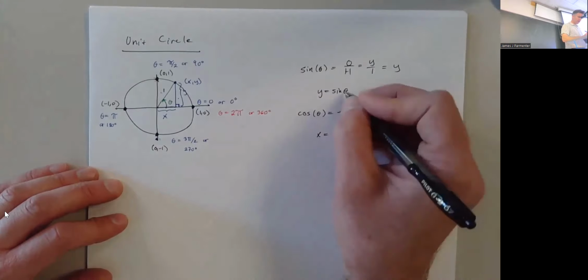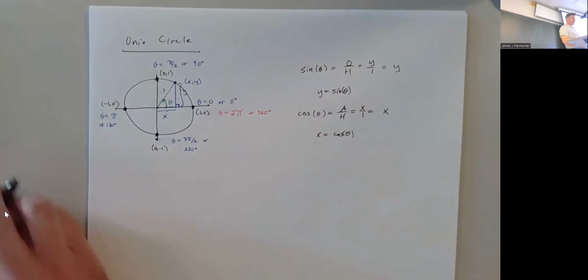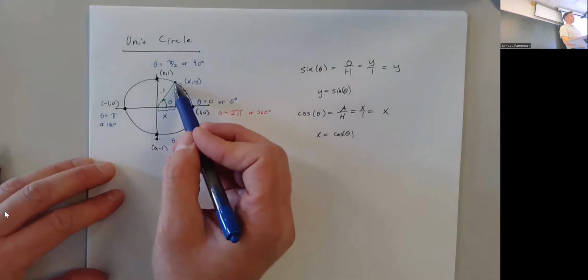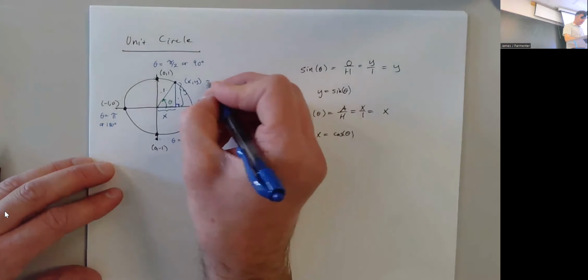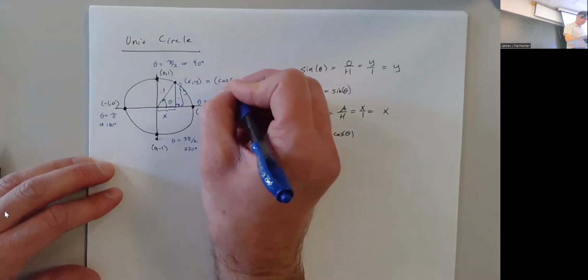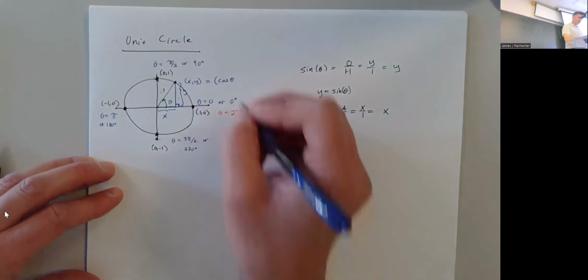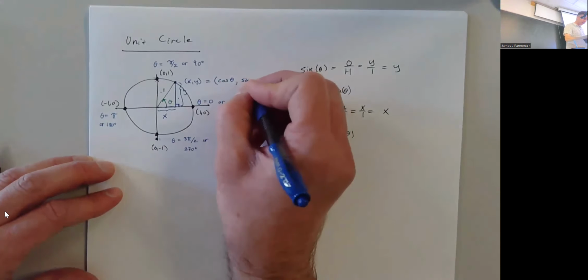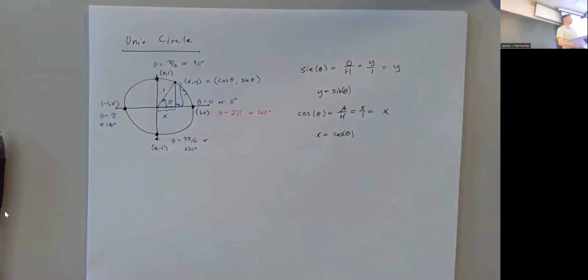So the point of the unit circle really is that this coordinate on the unit circle is always equal to the x coordinate is always just cosine of whatever your angle was, and the y coordinate is sine of whatever your angle was. It's kind of neat.